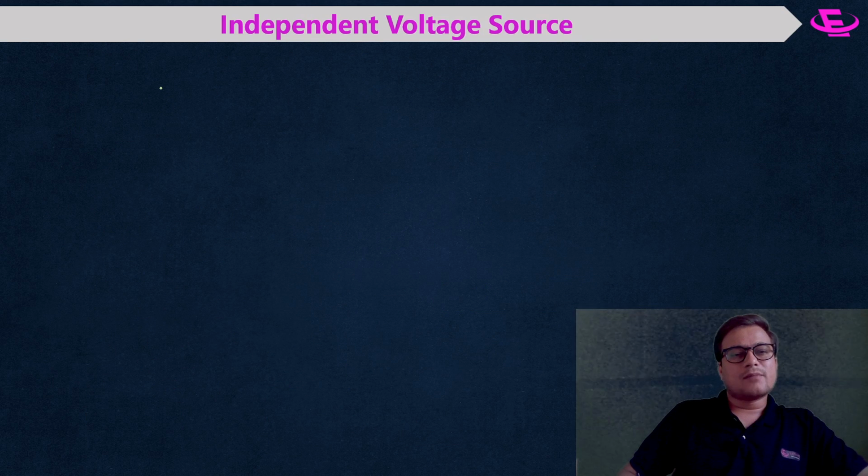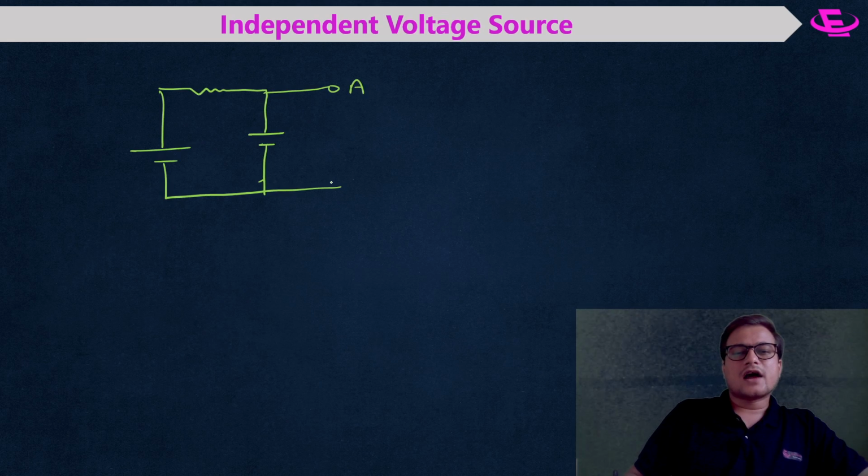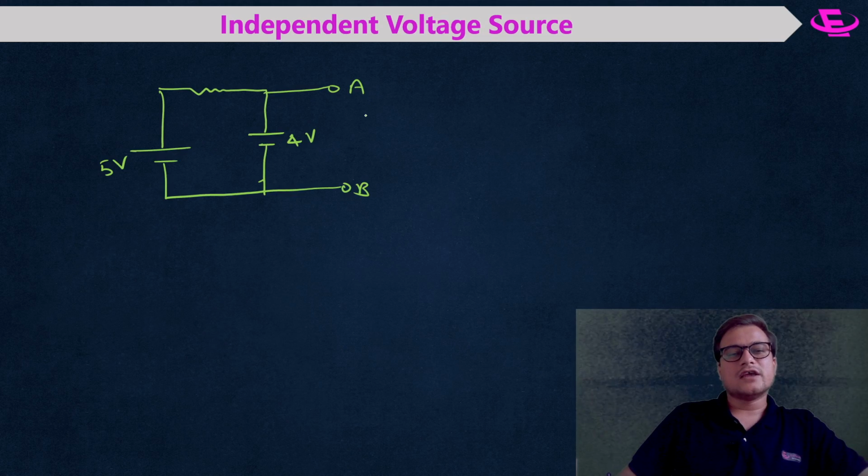Suppose somebody is saying, you have the circuit like this, next you have a voltage source here, you have another voltage source here. Again the terminals are A and B. Suppose this is 4 volt, this is 5 volt. Now you have to write the voltage across the AB terminal.